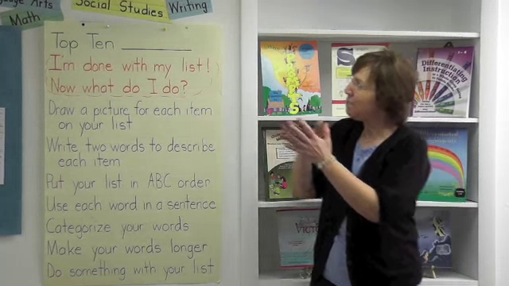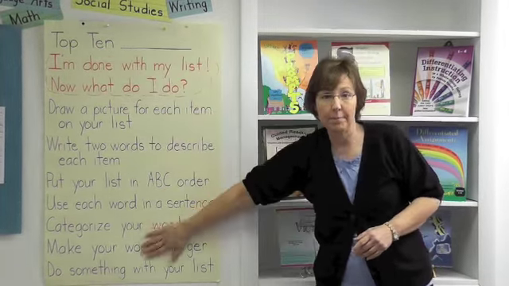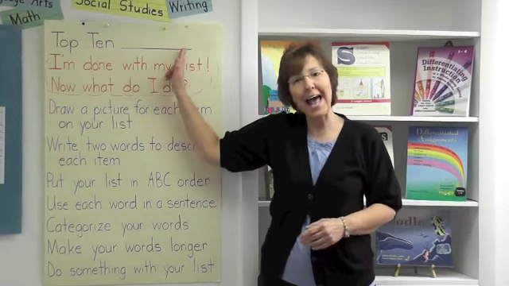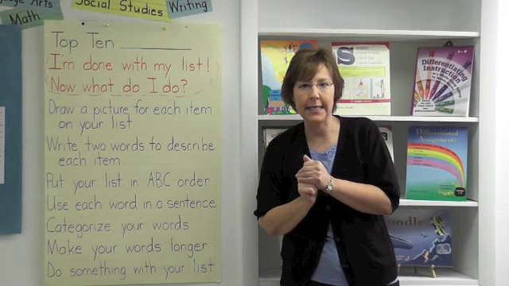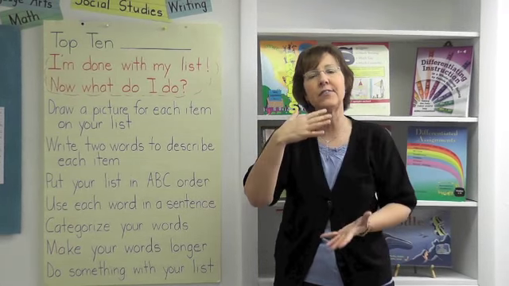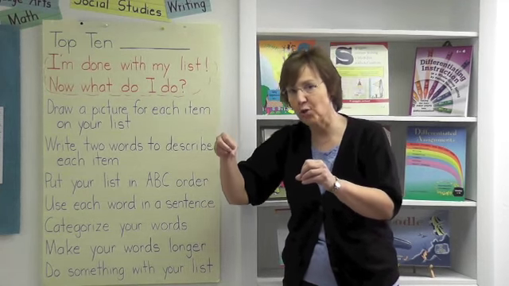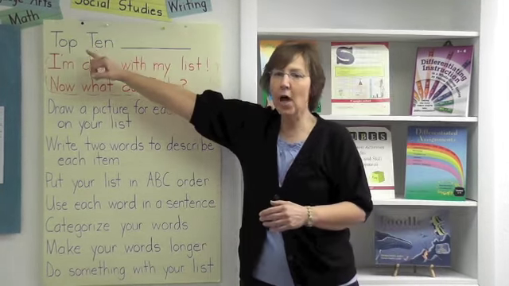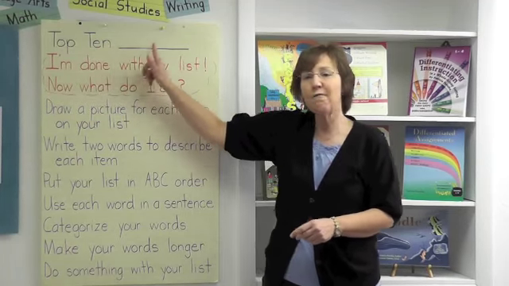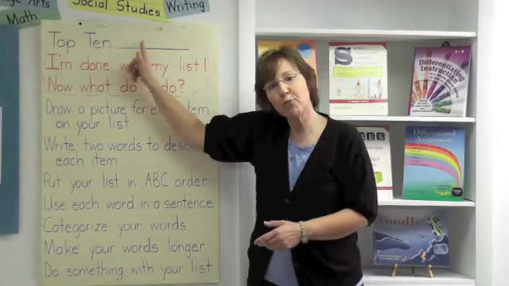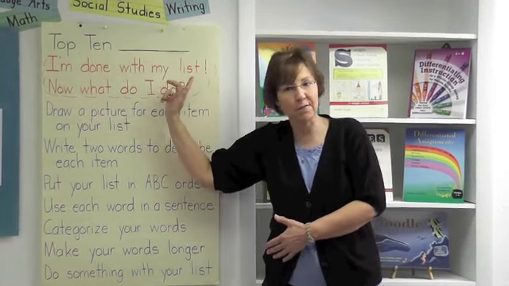So the first thing to look at with this center is this first line. Ignore this for a moment. Top 10 blank. Whatever you're teaching goes in that blank. And the center begins as a list center. For example, let's look at a younger and then we'll look at an older. For a younger example, top 10, let's say you're working with the farm. Top 10 farm animals. Top 10 products from the farm. Top 10 things that you would find on a farm.